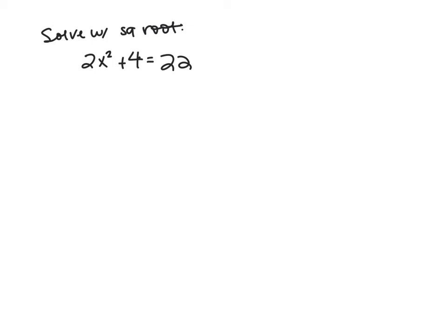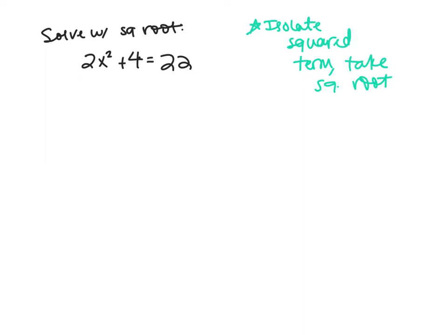Remember, the goal here is to isolate the squared variable, or isolate the squared term, and then take a square root. So in this case, our squared term is this x squared. That square is not on the 2, so we have to get everything out except for just that x squared.